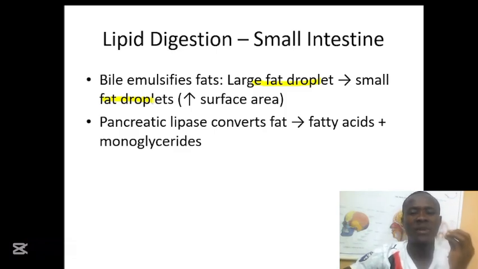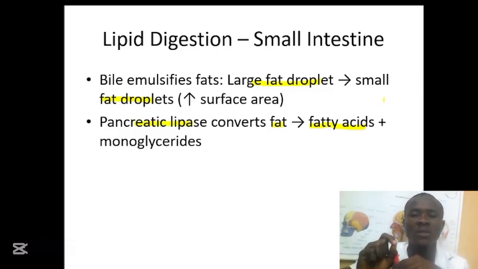After the bile has broken down the large fat droplets into small fat droplets, the pancreas will produce what we call the pancreatic juice. That pancreatic juice contains pancreatic lipase. The pancreatic lipase will break down the small fat droplets into fatty acids and monoglycerides. After that, the fatty acids and monoglycerides will be absorbed.